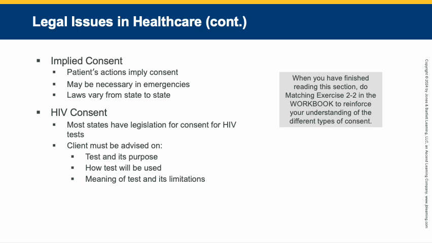Implied consent. The patient's actions or circumstances imply consent without a verbal or written expression of consent. This type of consent may be necessary in emergency procedures, such as CPR, to save a person's life. That patient's not going to be able to give you consent, okay? But you've got to save their life, you've got to perform the CPR. Laws involving implied consent are enacted at the state level and differ greatly from state to state.